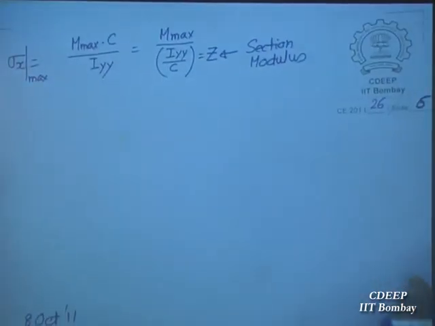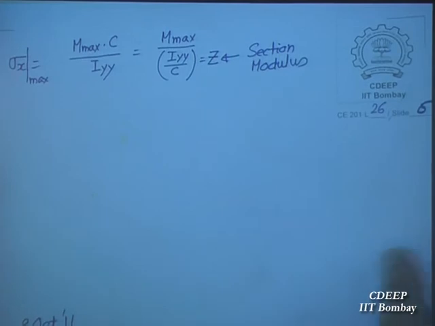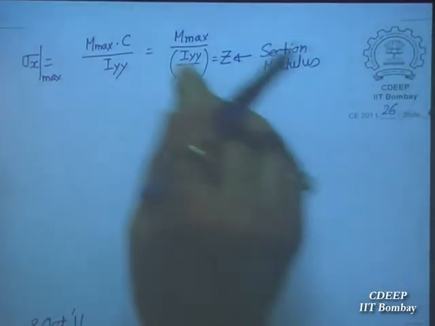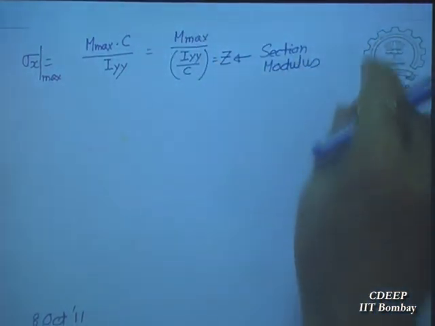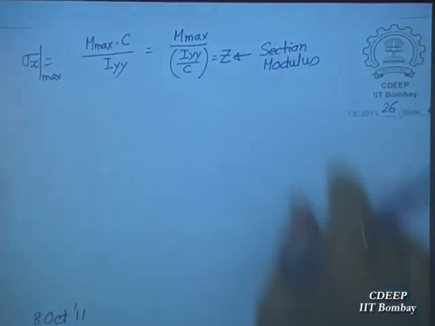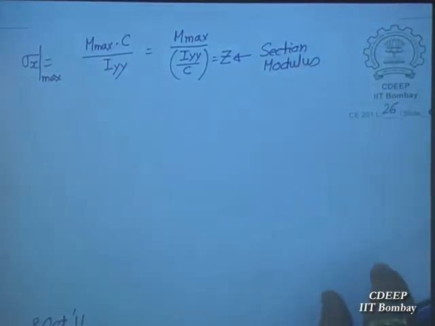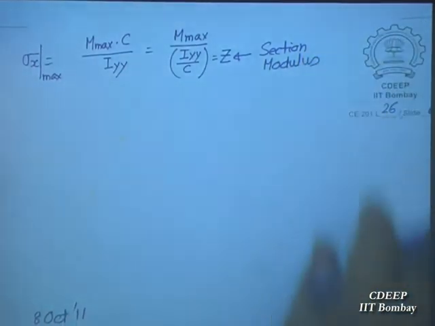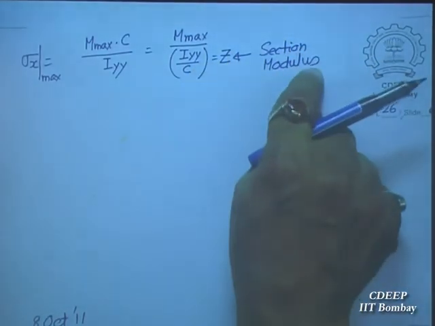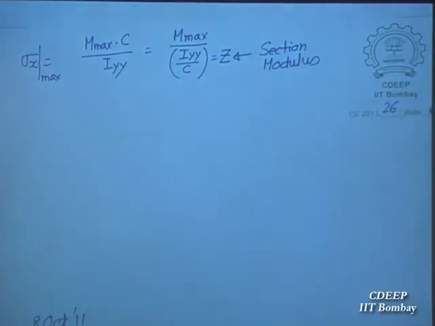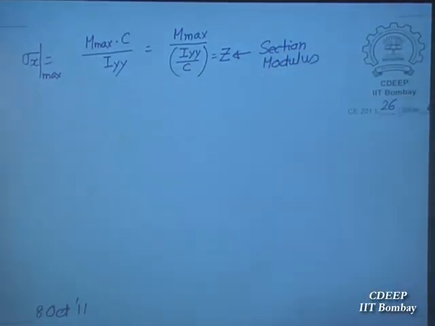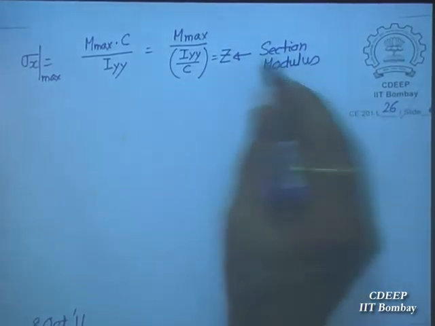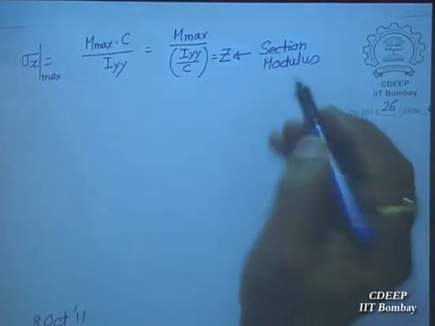You will be using this in next semester's steel design. There is a handbook where, for I section and T section, the section modulus for various flange widths and various depths is tabulated. The standard sections made in steel mills are all tabulated. The Z value will be given to you, so you don't have to compute it. So you should know this. Section modulus is Iyy by c, maximum h by 2.